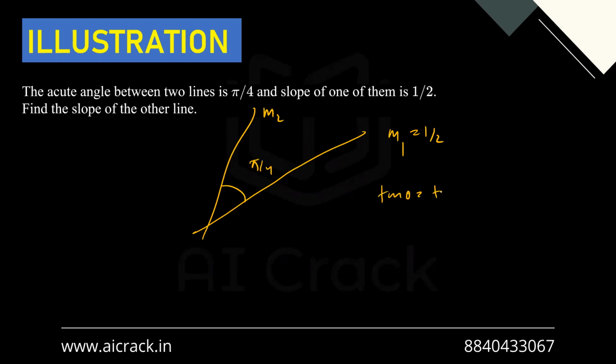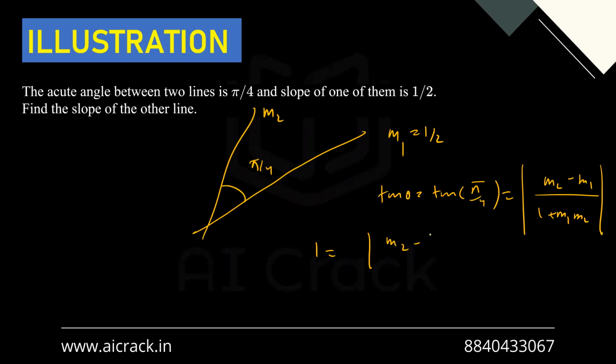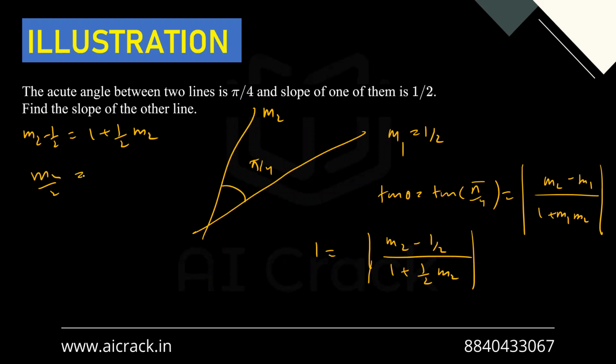So tan theta equals tan of pi by 4, and that would be modulus of (m2 minus m1) divided by (1 plus m1 m2), right? So tan pi by 4 is 1. So 1 equals modulus of (m2 minus 1 by 2) divided by (1 plus 1 by 2 m2), right? Now this modulus can open in two manners, with plus or minus sign. So let's take the plus case. That gives m2 minus 1 by 2 equals 1 plus 1 by 2 m2, so m2 by 2 equals 3 by 2. That gives m2 equals 3.